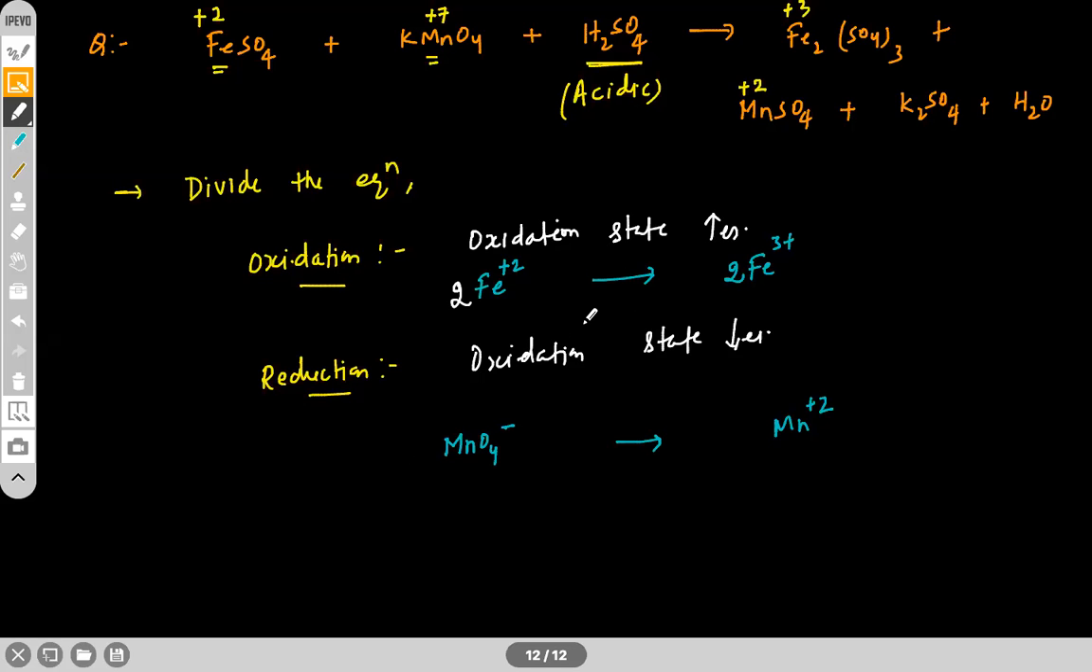Third step is what? Depending upon the medium. What is the medium here? Medium is what? Acidic medium. So we'll apply the rules for acidic medium to balance oxygen and hydrogen. So what is the first rule of acidic medium? All of you want to see this? First rule of acidic medium: oxygen atom is balanced by adding water molecule to the oxygen deficient side.